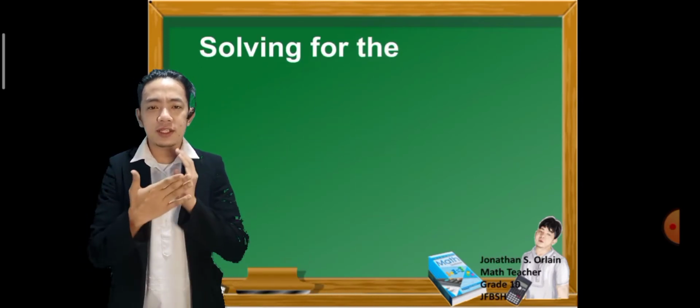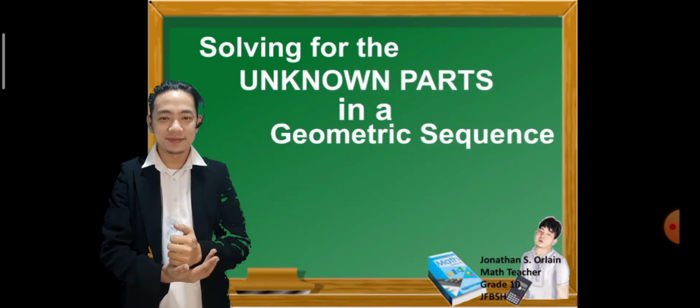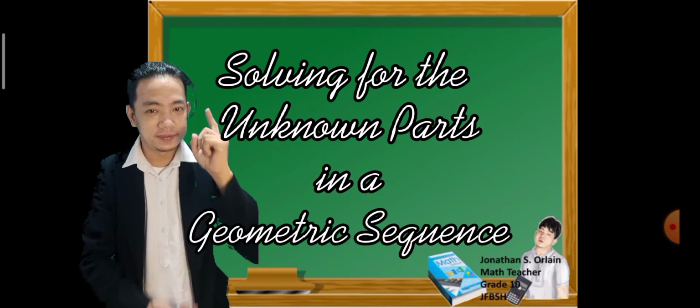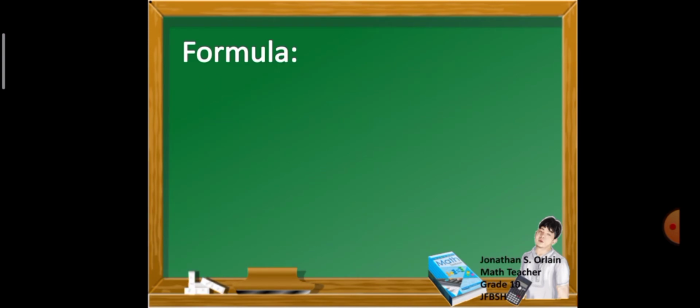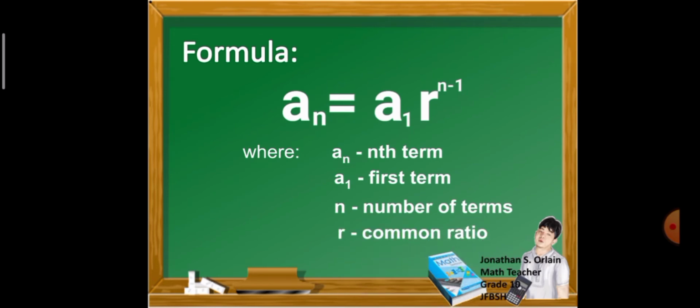Okay? So, i-discuss ko ang solving for the unknown parts in the geometric sequence. Okay? So, ready? So, we have a sub n equals a sub 1 times r raised to n minus 1, where a sub n is the nth term, a sub 1 is the first term, n is the number of terms, and r is the common ratio. So this time, hinahanap natin ang a sub 1 or the first term, yung n, number of terms, at yung r, yung common ratio.